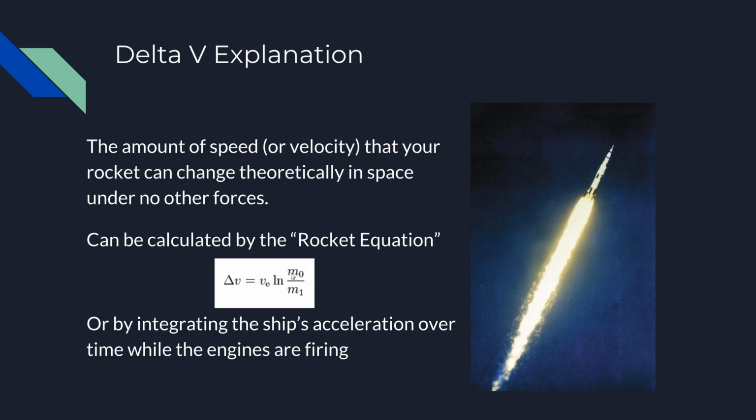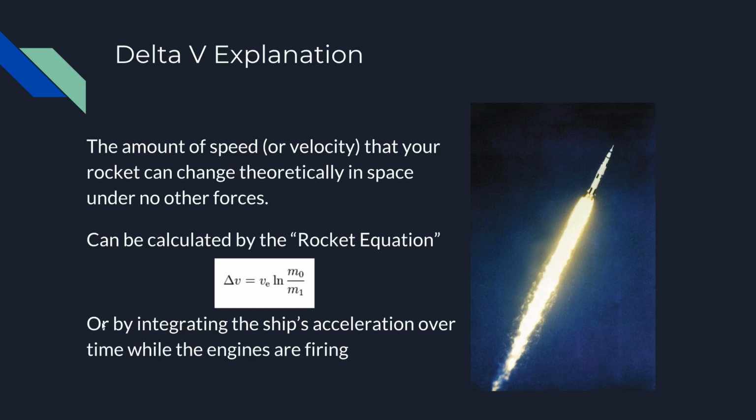Here m naught is the mass at the start, and m1 is the mass when you're empty. Then this is the effective exit velocity of the gas, and you multiply all that to get the delta V, in meters per second. So if you had 100 meters per second of delta V and you fired your engine, you would increase your velocity by 100 meters per second.